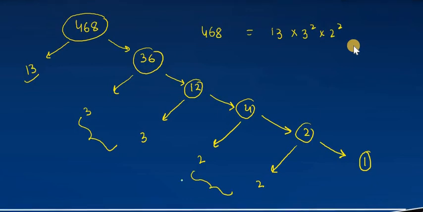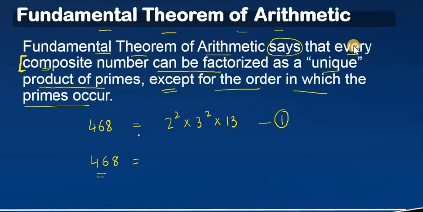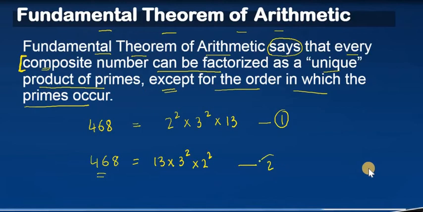Now let us see. We have prime factorized 468 in two different ways. The first one is this one, and the second one is 13 into 3 square into 2 square. Now what can you observe here? 2 square is here, 2 square is here, 3 square is here, 3 square is here, 13 is here, 13 is here. So their order is different. So 468 can be represented by the product of these prime numbers only, but the order is different.